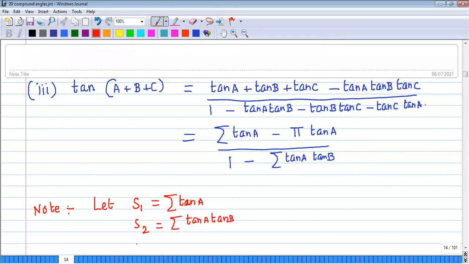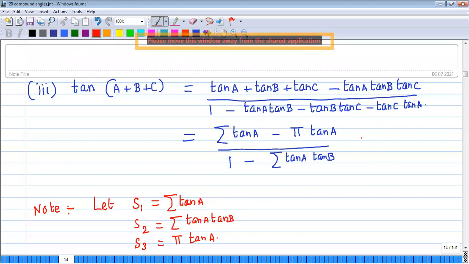So S3 is equal to pi tan A. If you remember, S1 is sigma tan A, S2 is sigma of tan A tan B, S3 is pi tan A. Then this formula can be written in a very simple manner: S1 minus S3 upon 1 minus S2. A very simple way to remember: S1 minus S3 by 1 minus S2.